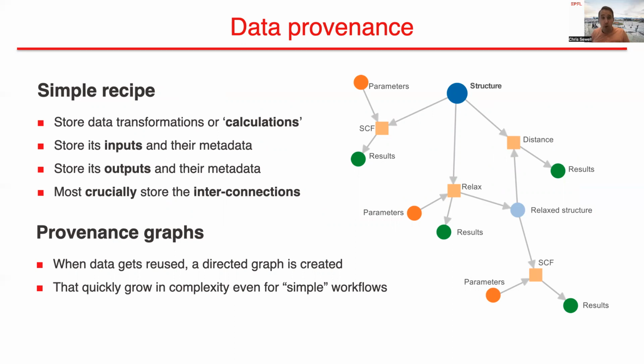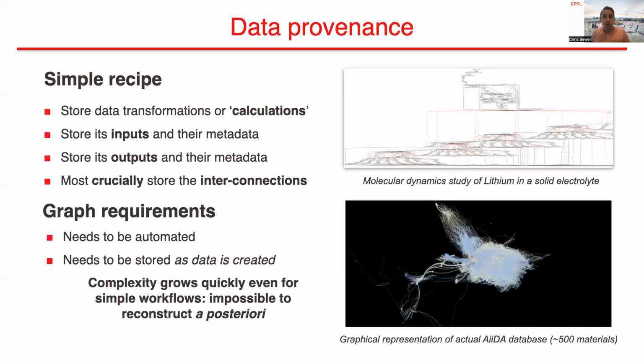AiiDA itself is not specific to material science, but if we take the example of a material properties workflow, you could imagine taking some initial atomic structure and running it through a number of computational steps to compute a certain property. This graph shows you the basic concept, but when you look at real provenance graphs as created by AiiDA, they can look something like this. So they are very easily quite complex, not because we represent things in an overly complex way, but that's just really what we do as material scientists.